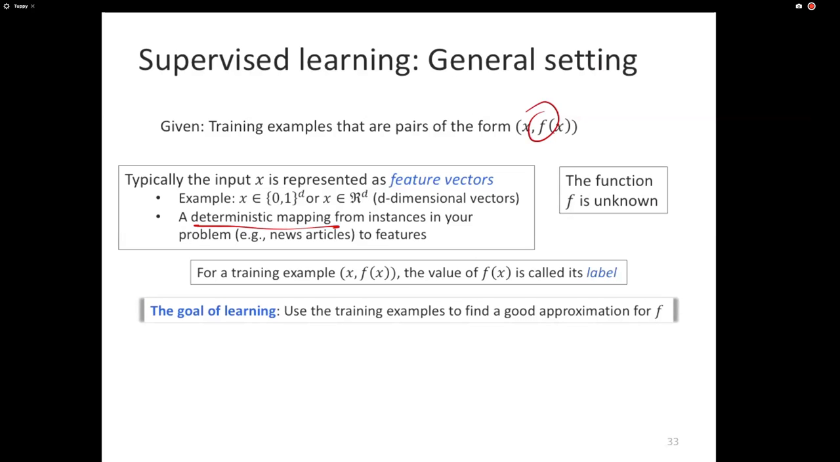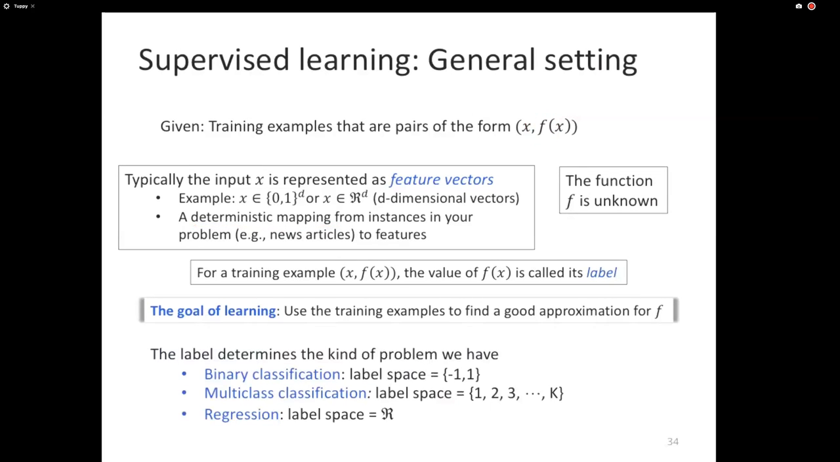Okay. I didn't talk much about the label, but let's very briefly talk about the label. The label decides what kind of a problem you have. If the label space has two things in it, then we call it a binary classification problem. If the label space has a finite number of things, but more than two, we call it a multi-class classification problem. If the label space consists of all possible real numbers, we call it a regression problem. People may have seen linear regression before. The label space for linear regression is real numbers.